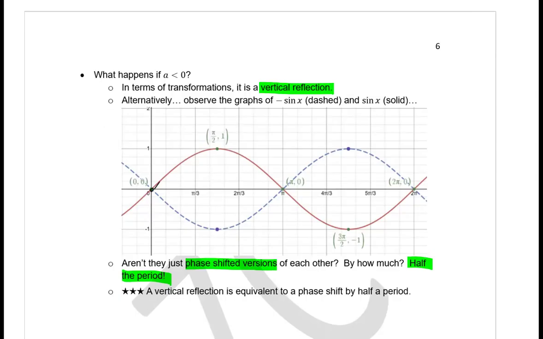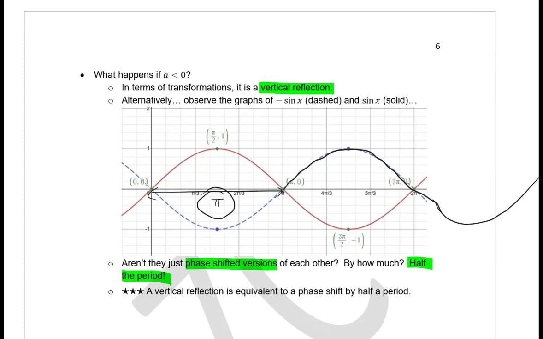Sine of x is here, right? Where did the starting point shift to? It's here now, right? How much is this? This is shifted by pi. And what is the period of the original guy, sine of x, or even just negative sine x? They have the same period. It's 2 pi. So that's the key concept here.